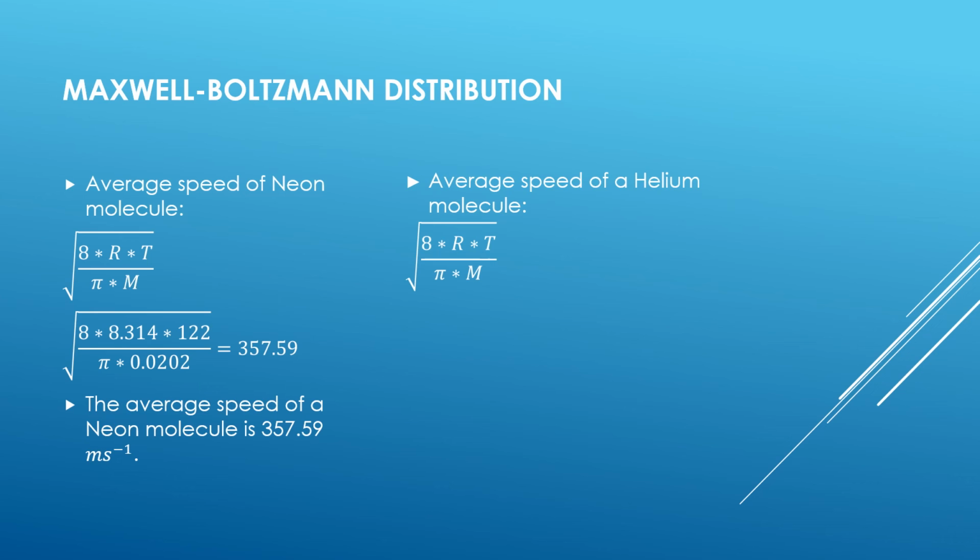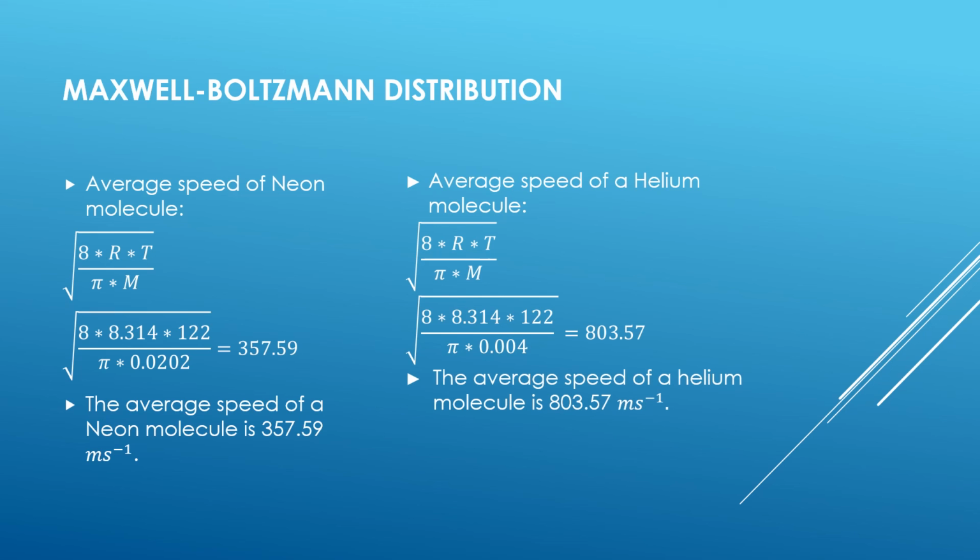So next, let's plug in the values for helium. So the square root of 8 times 8.314 times 122 over pi times 0.004. This is equal to 803.57, so the average speed of a molecule of helium is 803.57 meters per second.